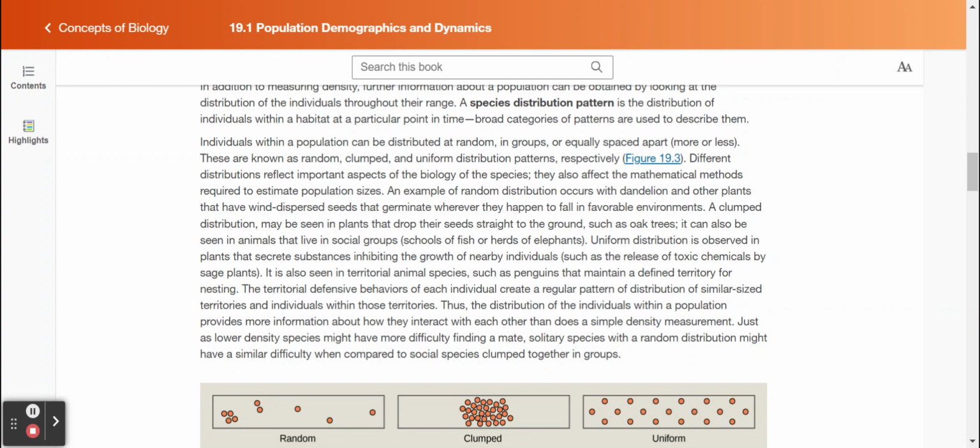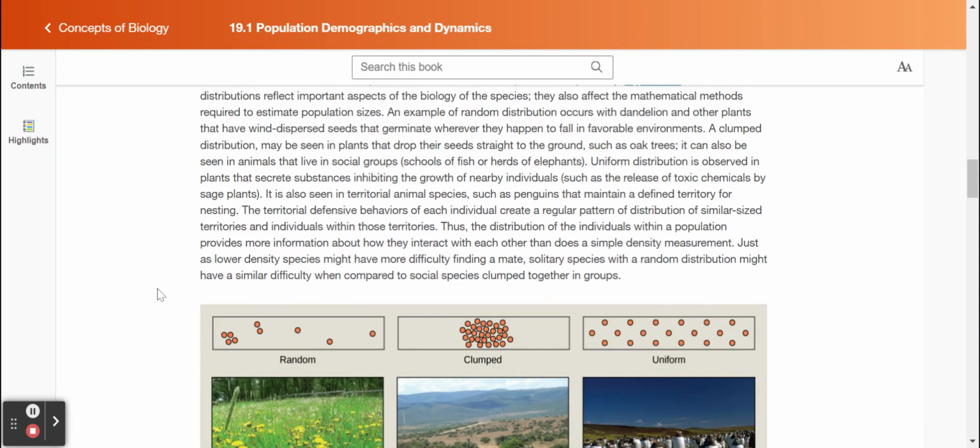Different distributions reflect important aspects of the biology of the species. They also affect the mathematical methods required to estimate population sizes. An example of random distribution occurs with dandelion and other plants that have wind-dispersed seeds that germinate wherever they happen to fall in favorable environments. A clumped distribution may be seen in plants that drop their seeds straight to the ground, such as oak trees. It can also be seen in animals that live in social groups, schools of fish or herds of elephants.